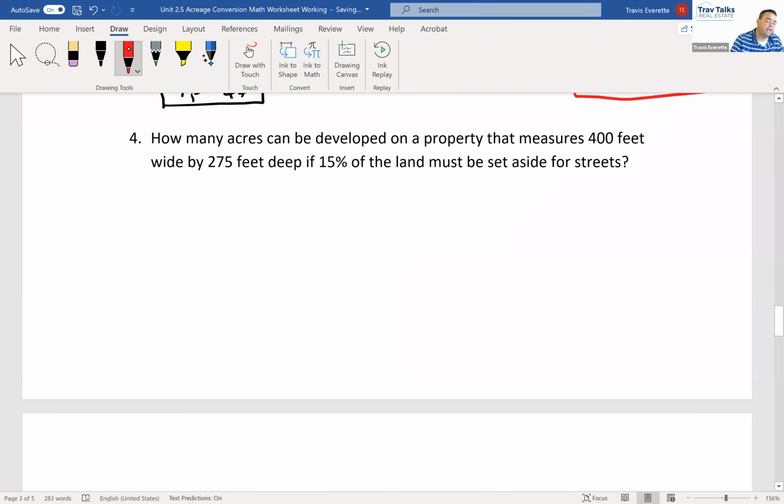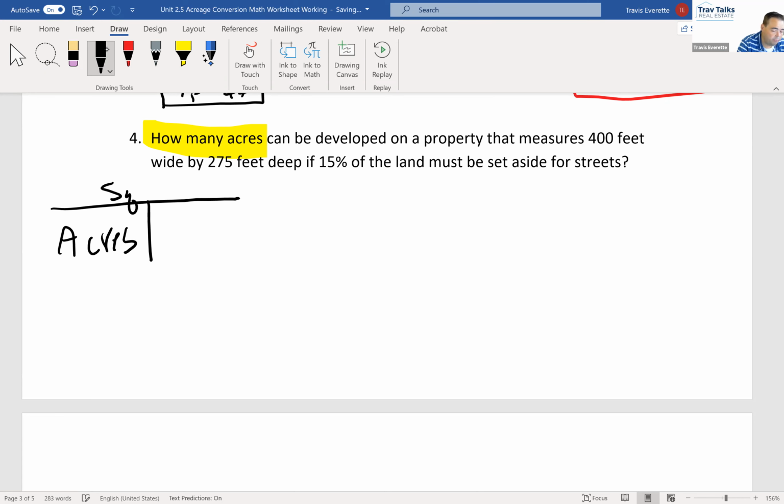Look at number four. It says, how many acres? So there's our question. So we know how many acres. By the way, I would stop reading right there and go ahead and write my formula down, because you're only going to have one formula the entire class that has the word acres in it. And the question says how many acres? So you know you've got to have a formula that has the word acres in it for your final answer. And acres only shows up in this formula right here. It's the only one that has it in there. So we already know what we're doing. How many acres, and we know our question is going to be right here.